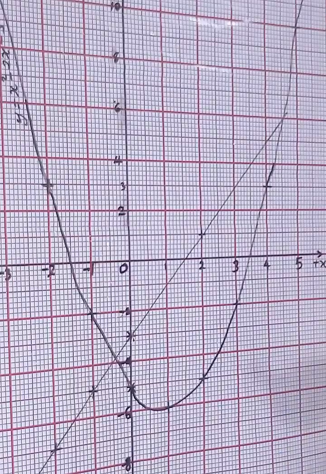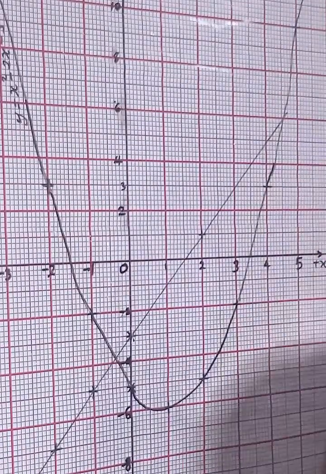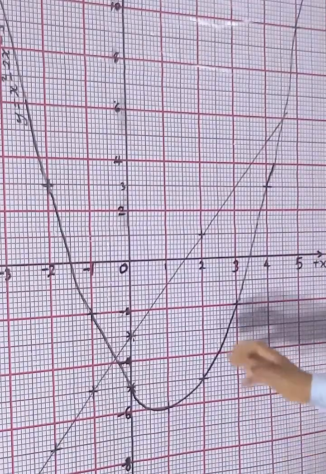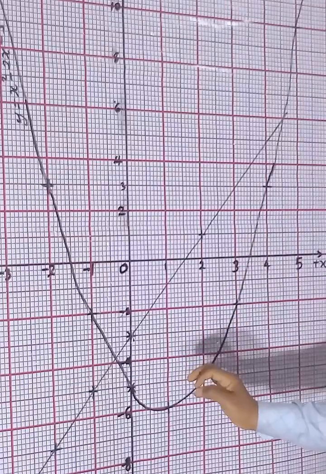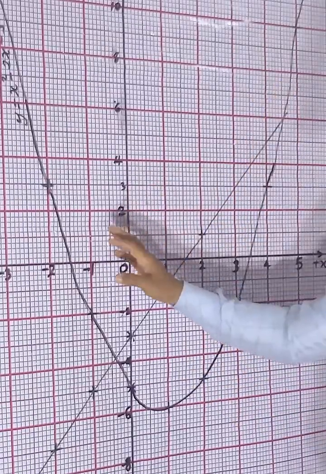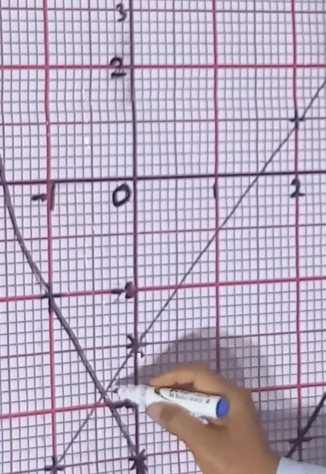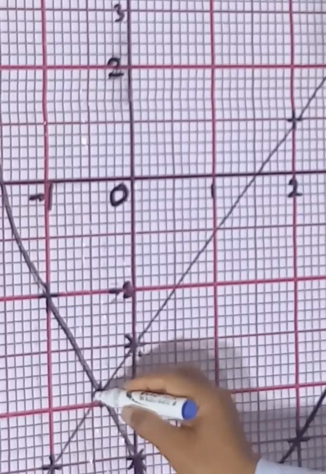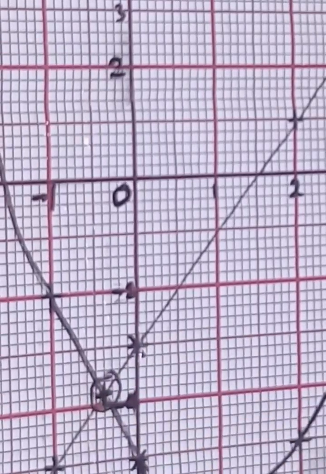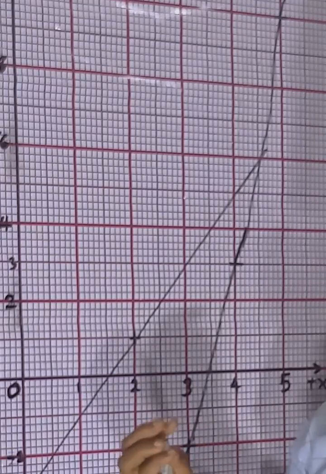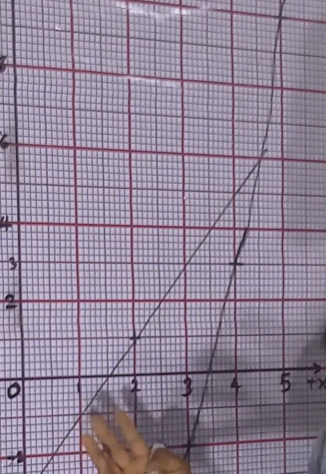Now, what is the solution? Using the graph, now that I have drawn the graph, what should be the answer? What should be the solution of this whole system? The solution is the point. The solution of this curve and this straight line, where the two of them meet, where the two of them touch each other, is the solution of this whole equation.